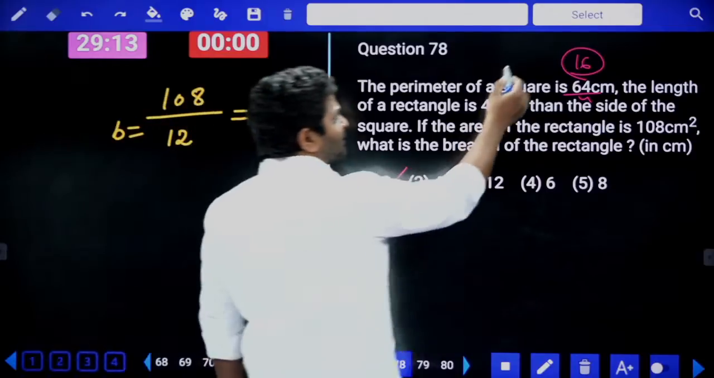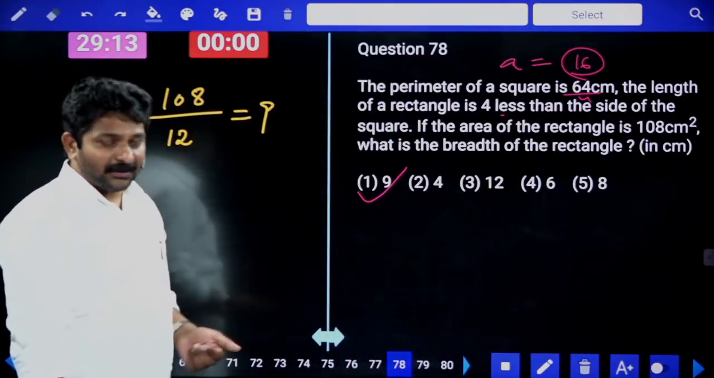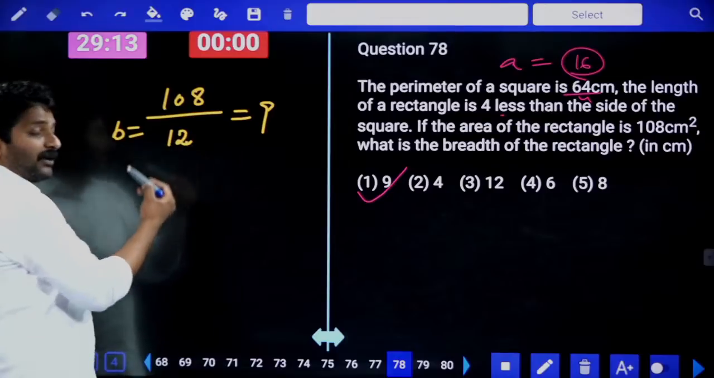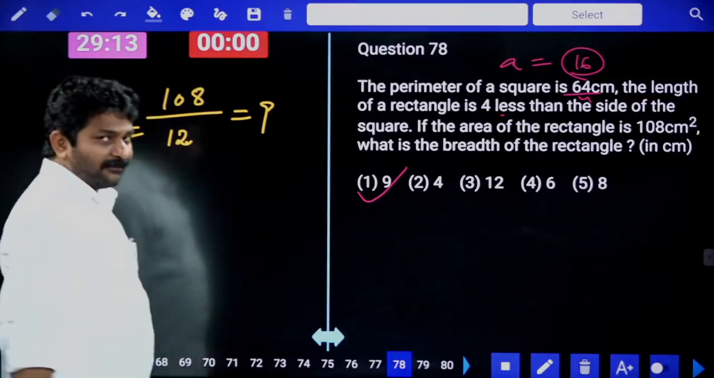Side of the square is given as 16. 4 less than 16 is equal to the length of the rectangle, which is equal to 12. Area divided by 12 will give you the breadth, that is equal to 9, final answer.